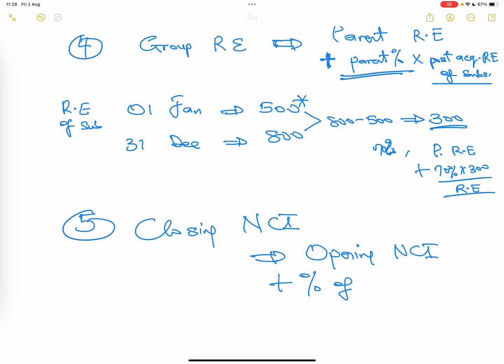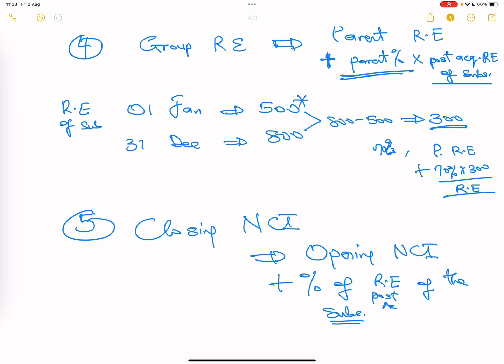then all you need to add is the percentage of post-acquisition retained earnings of the subsidiary. Please take note. Pretty easy. You don't need to struggle at all with this one. Remember, once you know your opening NCI above, the closing NCI is just easy. Because all you need to do is to ask yourself, what is the post-acquisition retained earnings?